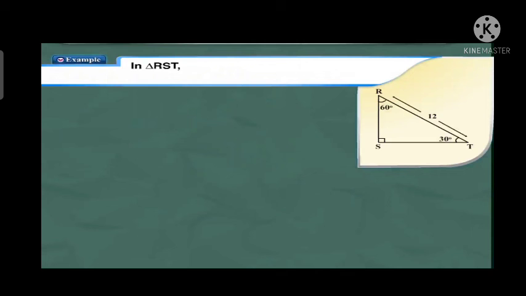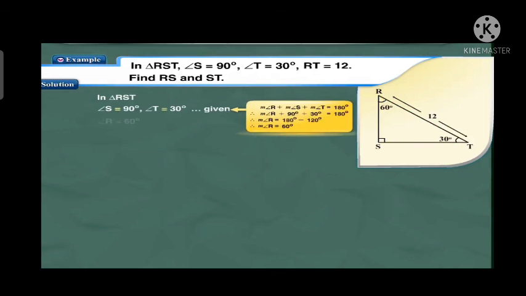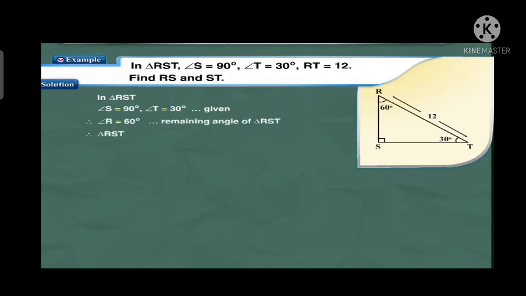Example, in triangle RST, angle S is equal to 90 degree, angle T is equal to 30 degree and RT is equal to 12. Then find RS and ST. Solution. In triangle RST, we know that angle S is 90 degree, angle T is 30 degree. Therefore, the remaining angle R is equal to 60 degree. Now in triangle RST, we know it is a 30, 60, 90 degree triangle.